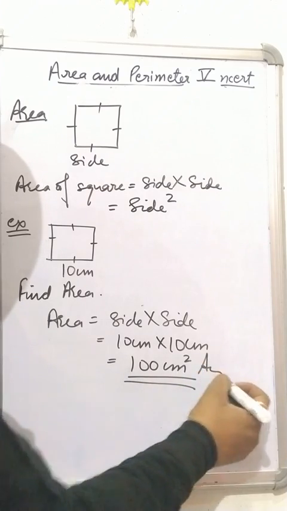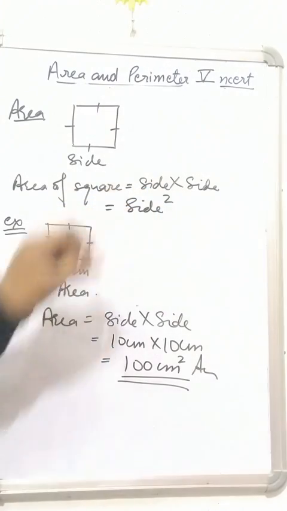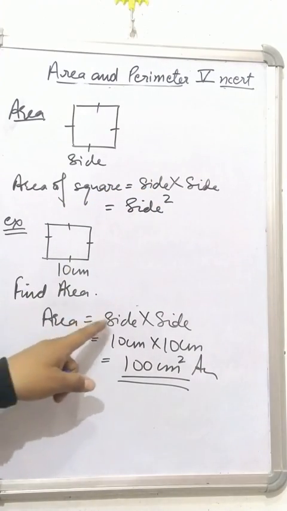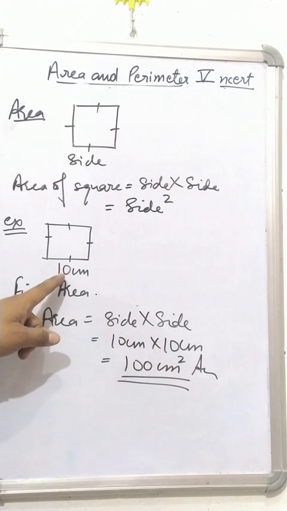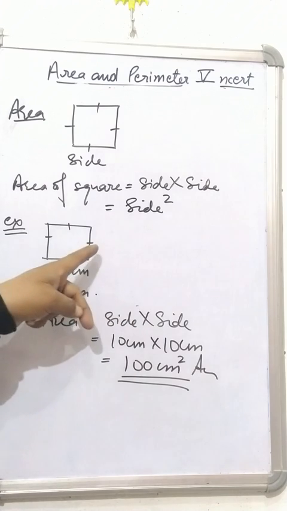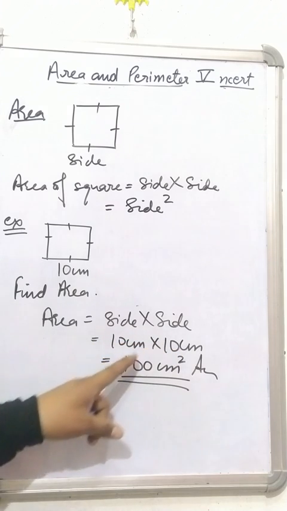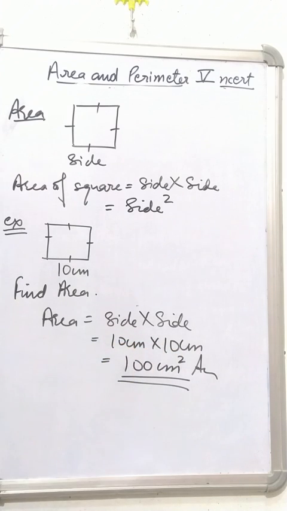This is the area of a square. You know area of square is side into side. Side is given to you 10, and we know that all sides of a square are equal. So this is 10, and this is also 10. Now 10 centimeter multiply 10 centimeter, 10 tens are 100 centimeter times centimeter, centimeter square. Is that clear? Very good.